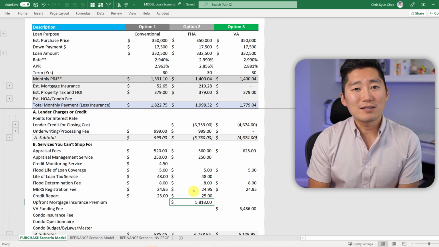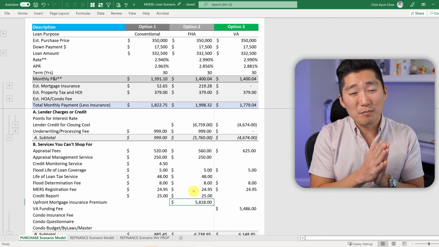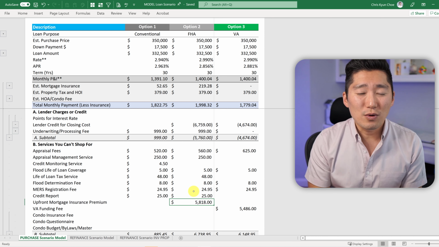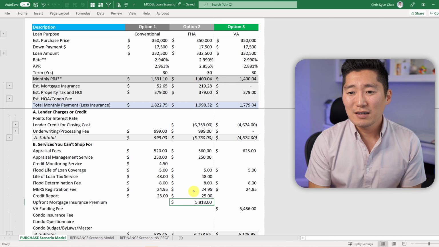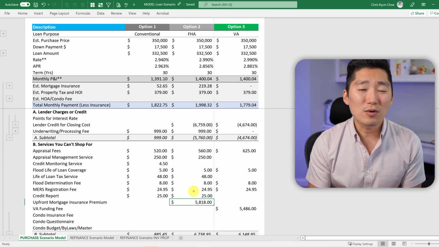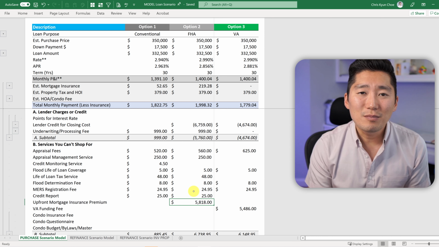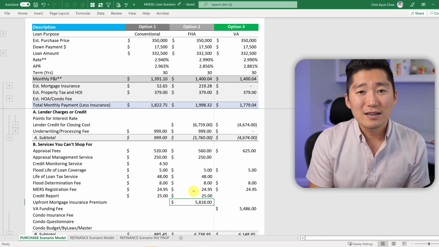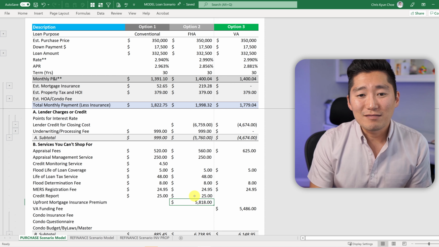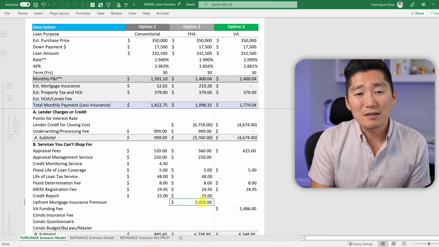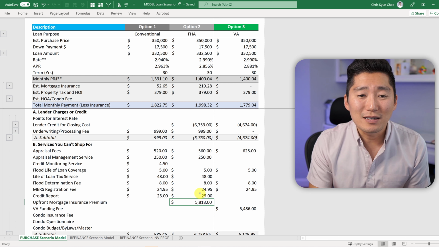Now, FHAs typically start at a much lower rate. So for par rate as of today, December 16, 2021, at least for us, the FHA par rate is 2.25, and so is the VA. But there's a $5,800 upfront MI cost that you're going to have to pay out of pocket.